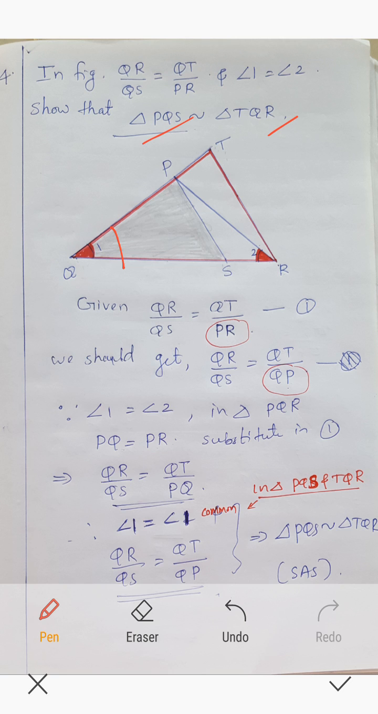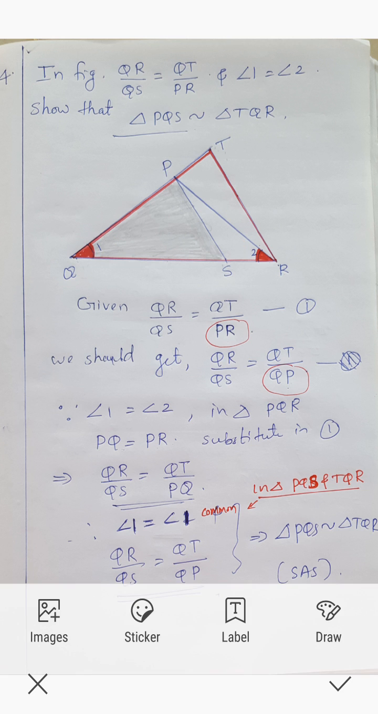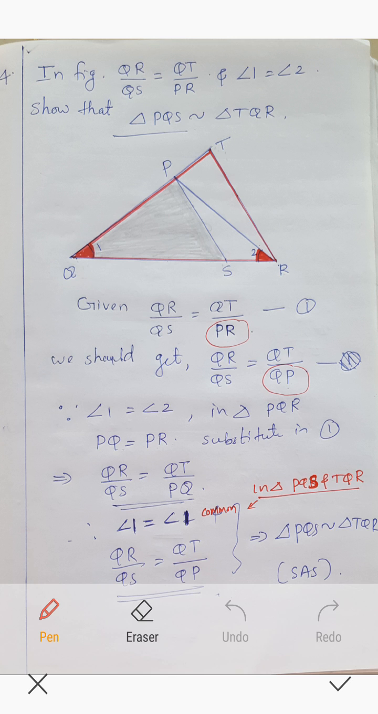So angle 1 equal to angle 2 is also given. This is angle 1 and the small angle is angle 2. Okay, in between PS and PR there is a small angle. Here angle 1 is common. Angle 1 is there in both the triangles.